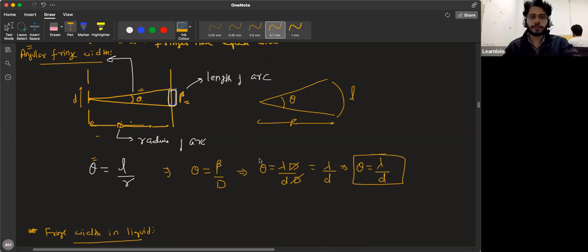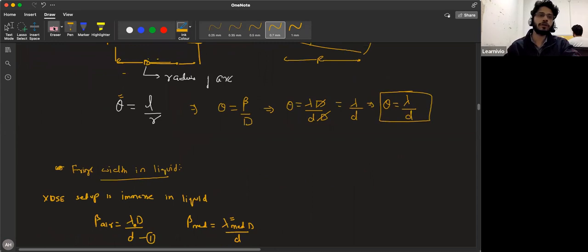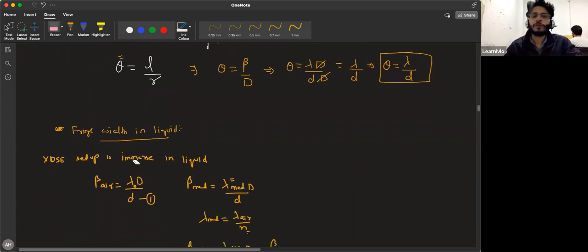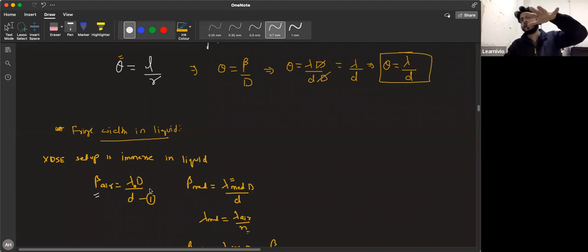There's one more important calculation, and this is fringe width in liquid. If you immerse your Young's double slit setup in a liquid, then the fringe width will change. The fringe width will change due to the change in the wavelength of light. The wavelength of light depends upon the medium. So let's say you kept the entire setup in air, then the fringe width is lambda D by d. Then you take the entire setup and immerse it in some liquid. The wavelength in air is lambda, and the wavelength in the medium will be lambda medium.